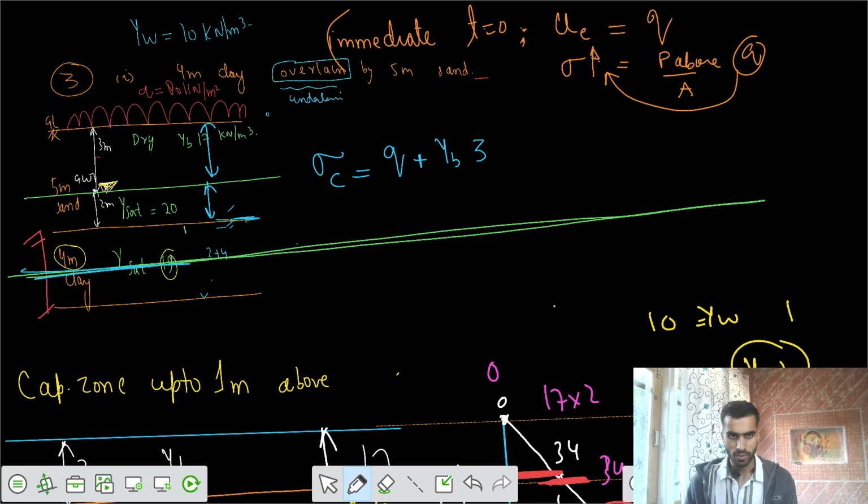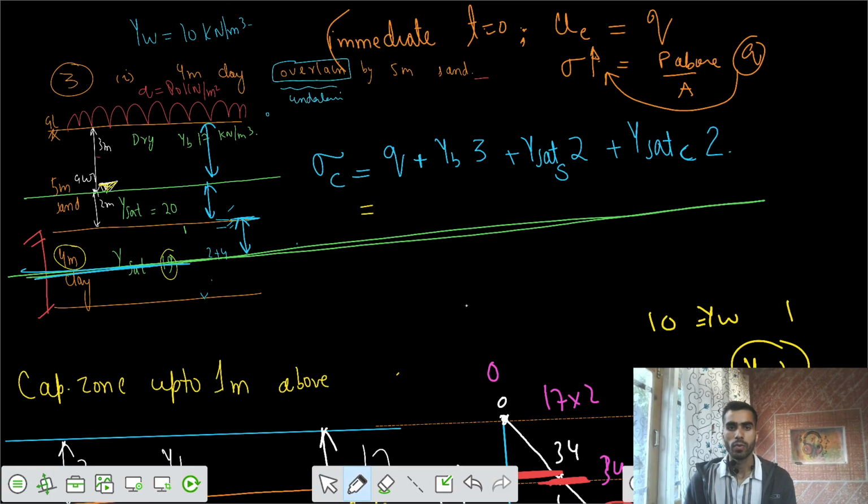After that we have gamma sat for 2 meters. After that we have one more data, that's gamma sat for the clay for 2 meters. This one is for sand, this one is for clay for the 2 meters. If I substitute those values, your value of Q is 80 kilonewton per meter square.